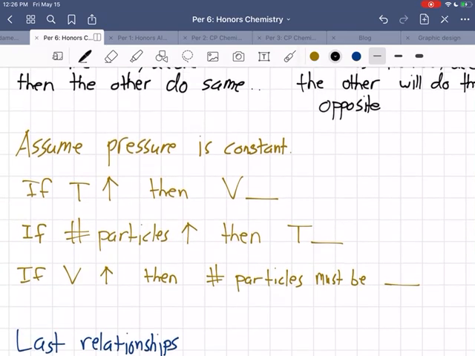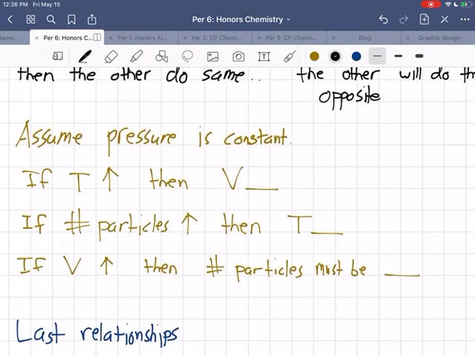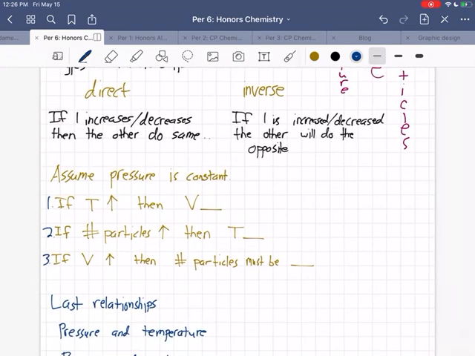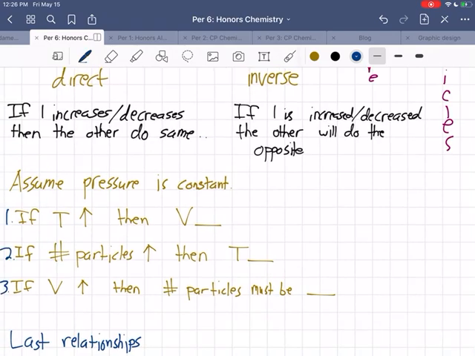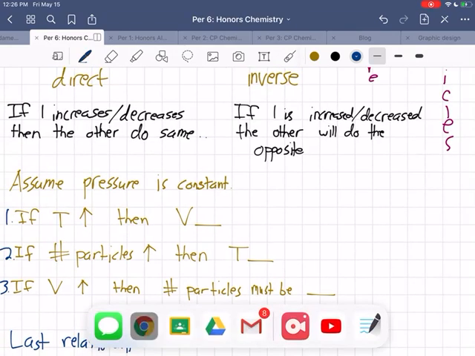So now let's assume that pressure is constant. And I'm going to go back to that simulation that we saw, and we're going to see these three different relationships here. 1, 2, and 3. We're going to explore and see if when pressure is increased, what happens to volume, and then we're going to determine whether it is a direct or an inverse relationship. So I'm going to pull that up right now.